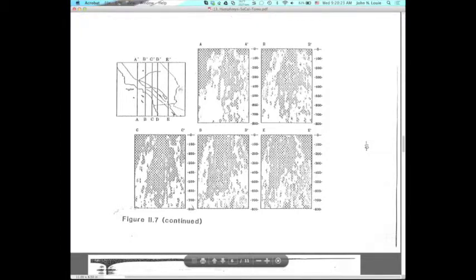And the anomaly as you go to the east, say here, B is right across Los Angeles. The anomaly is starting to thicken and deepen and become stronger.